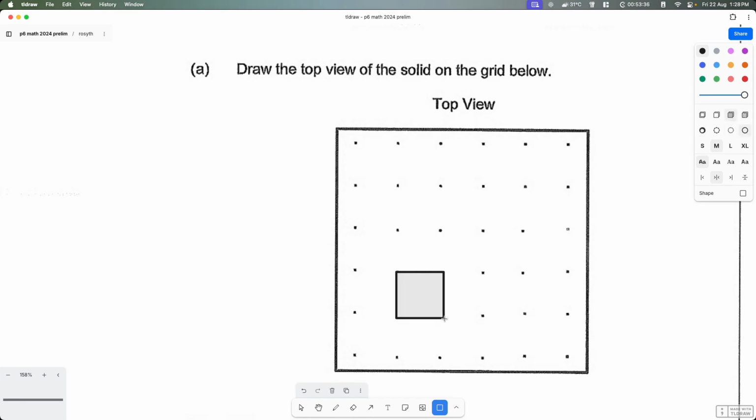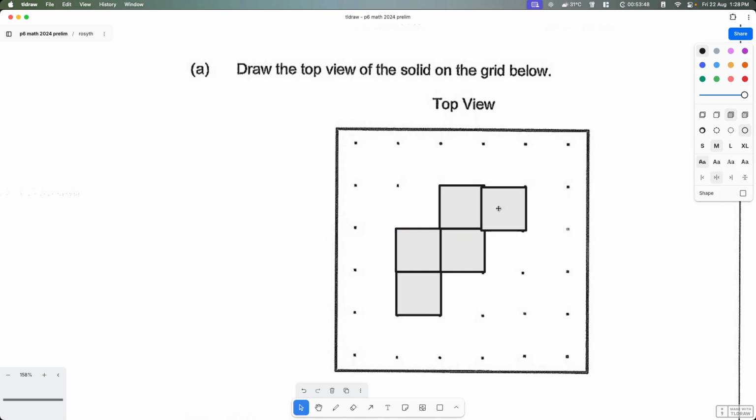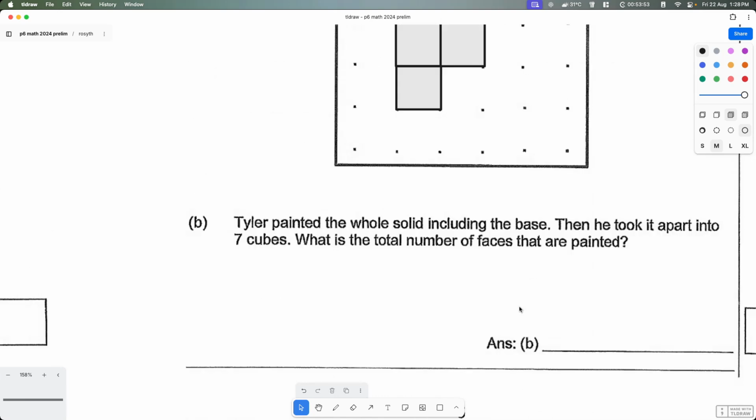It will look something like this: one, two, and then this will be this. Three and four, something like this. There we go. Let's move on to part B.